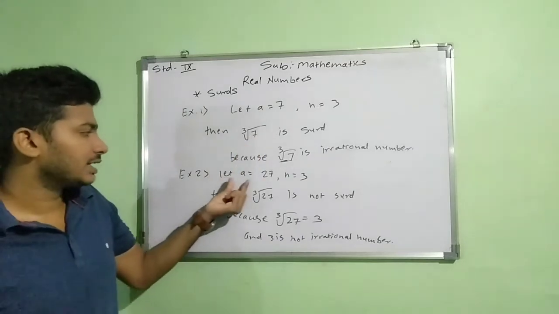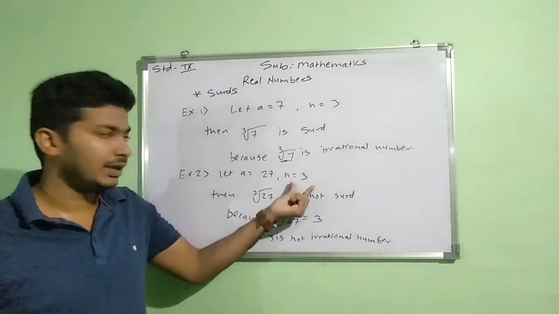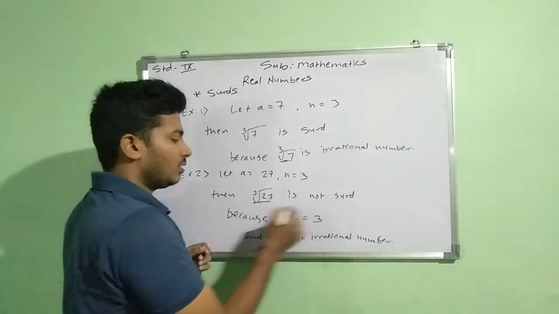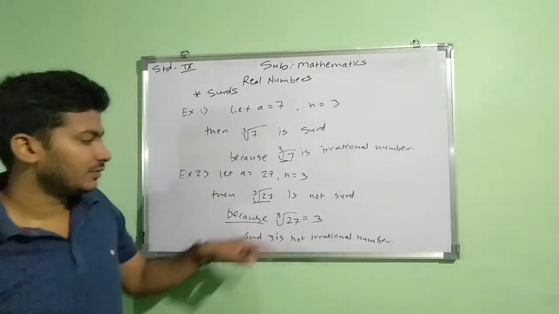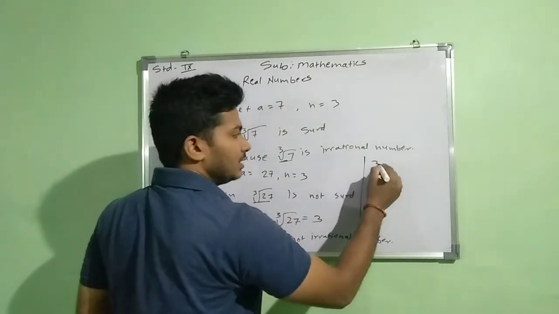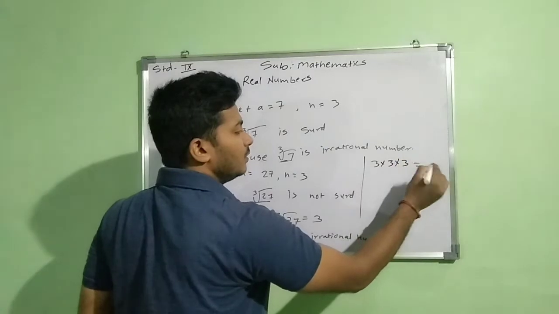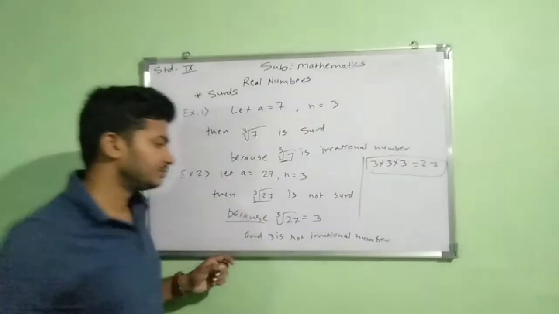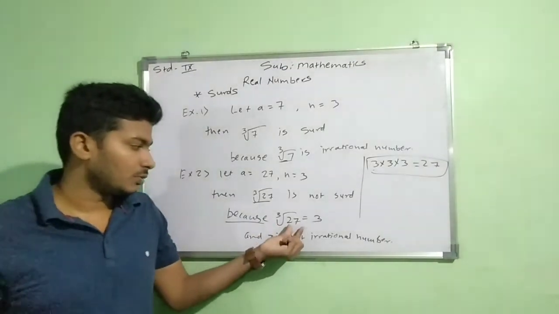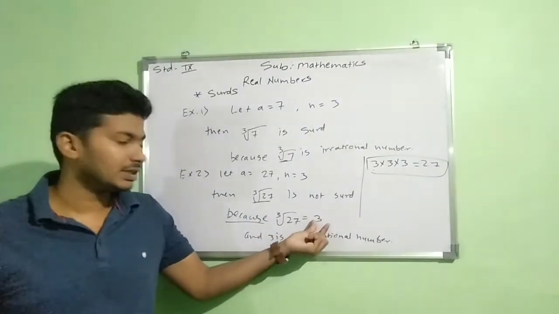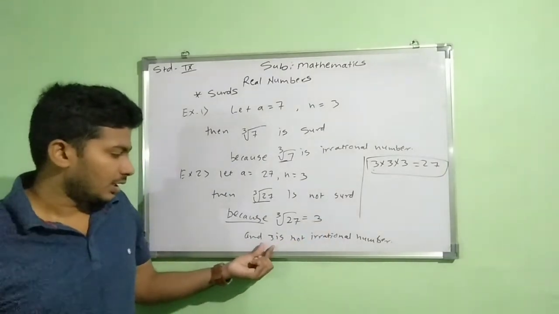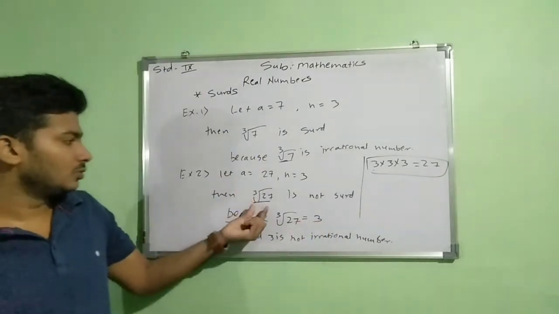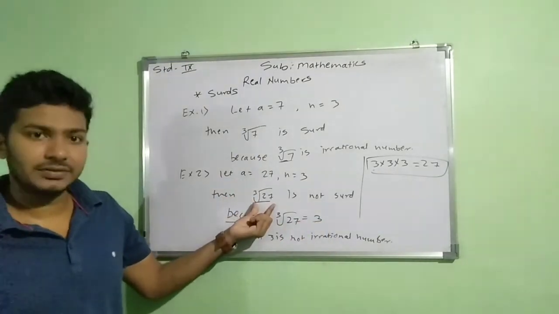Similarly, in the second example I have written let a is equal to 27 and n is equal to 3. At that time, the third root of 27 is not a surd because the third root of 27 is 3. That means if you multiply 3 into 3 into 3, we get the value 27. The cube root of 27 is 3, and 3 is a real number, not an irrational number. That is why the third root of 27 is not a surd.